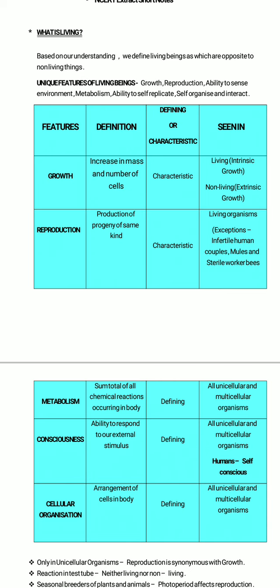It is the increase in mass and also number of cells in an organism. It is called growth. Whether it is defining or characteristic, it is characteristic. Why? Because of external growth. Non-living things can grow, like mountains. If accumulation of sand is done on its surface, it is growing externally. Extrinsic growth is happening in non-living things.